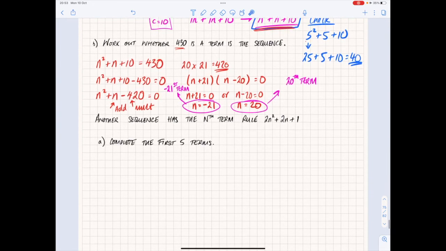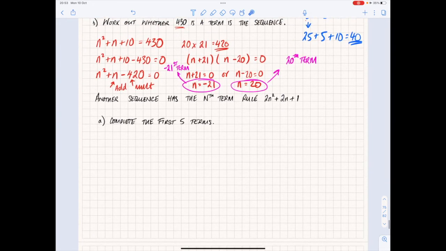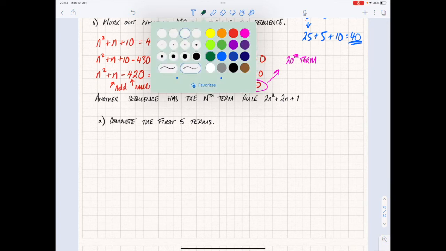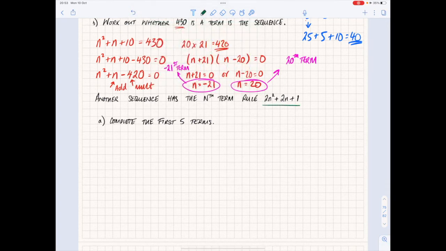Okay. So last bit to look at here, it then says another sequence has the nth term rule, 2n squared plus 2n plus 1, first 5 terms. Well, very simply, all we're doing is a case of substitution. You should be quite confident on this. So you're substituting in 1. So we're saying 2 times 1 squared plus 2 times 1 plus 1. For the first one, you're doing 2 times 2 squared plus 2 times 2 for the second one plus 1, etc., etc.